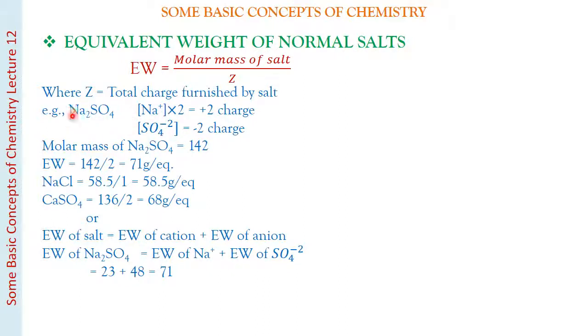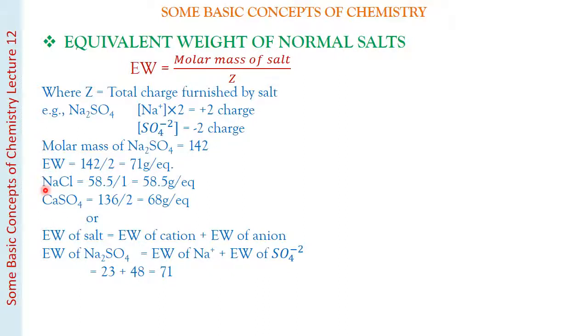But in the formula of the compound, we have 2 sodium ions. So the Z factor is going to be the total charge furnished by both the sodium ions. So this is going to be Na plus multiplied by the 2, plus 2 charge. And for sulfate, the total charge on this sulfate ion is minus 2. So the charge is minus 2. And now for sodium sulfate, the Z factor is going to be 2. So the molar mass of Na2SO4 is 142. The equivalent mass would be 142 divided by 2, which is 71 grams per equivalent.